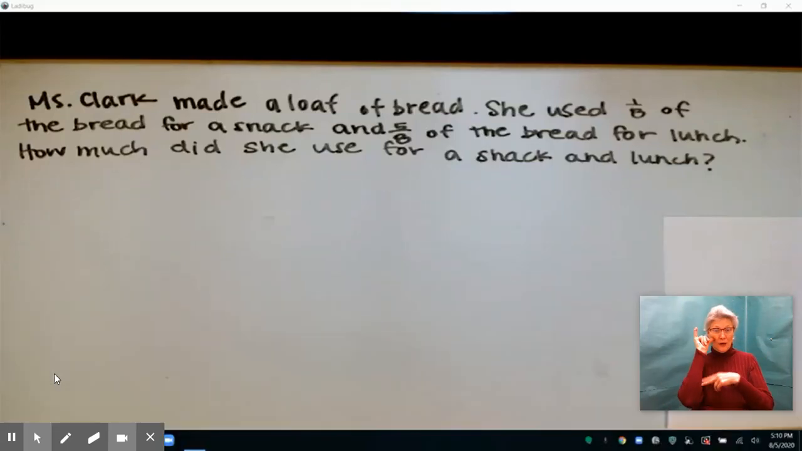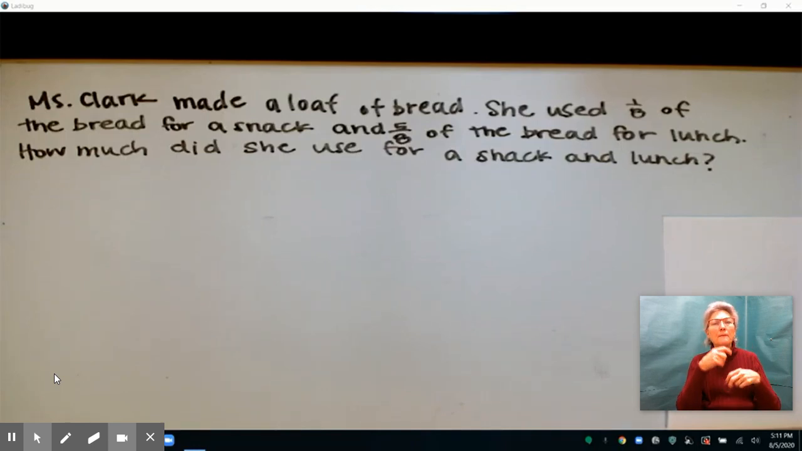Yesterday we started thinking about unit fractions and how we can use those to help us decompose, or break down, fractions into a sum of fractions. And today we're going to take that step a little bit further, thinking about adding fractions using models. Let's take a look at this problem.